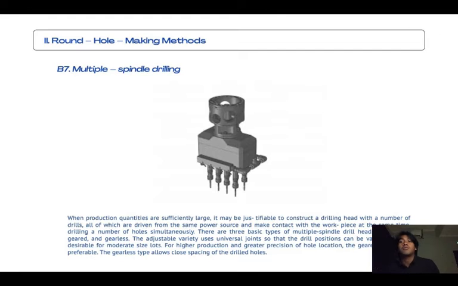simultaneously. There are three basic types of multiple spindle drill heads: adjustable, geared, and gearless. The adjustable variety use universal joints so that the drill's position can be varied and are desirable for moderate size lots. For higher production and greater precision of hole location, the geared variety are preferable. The gearless type allows close spacing of the drill holes.